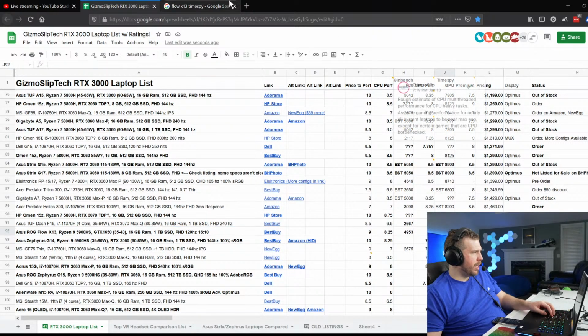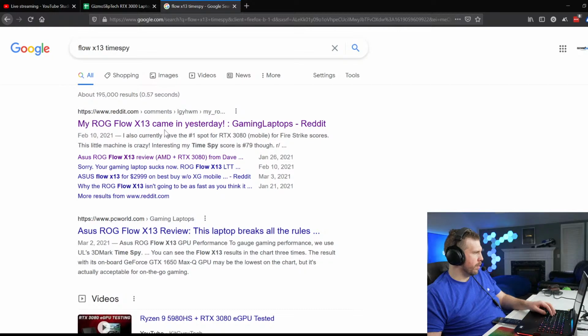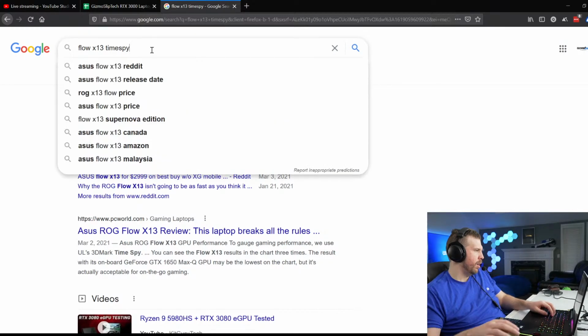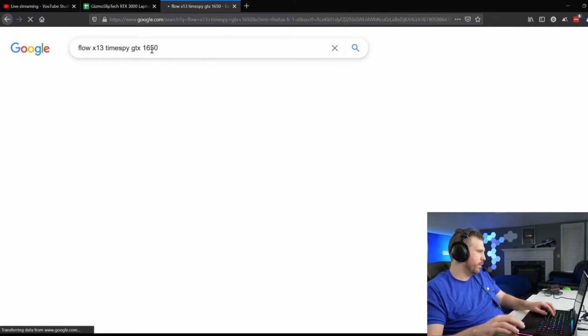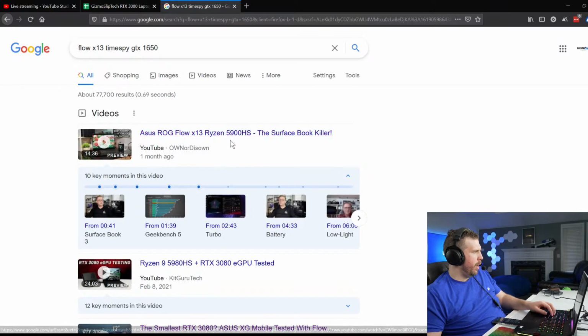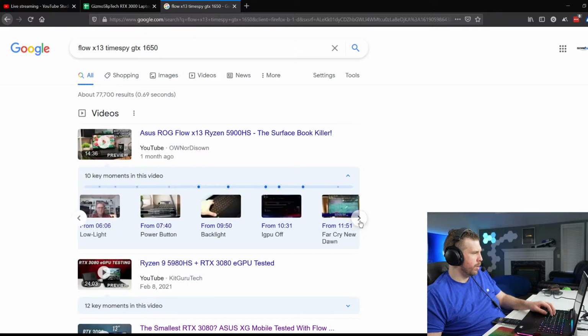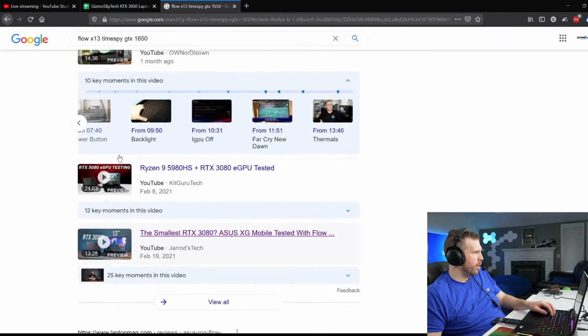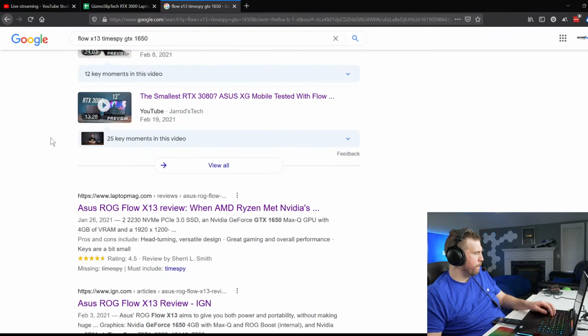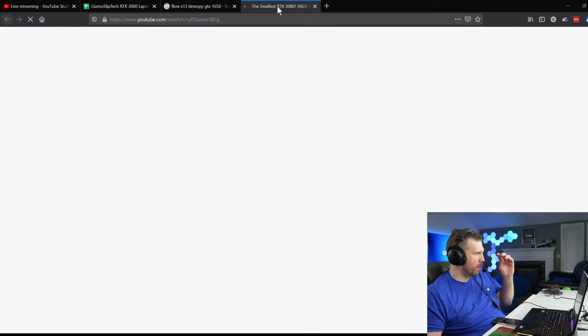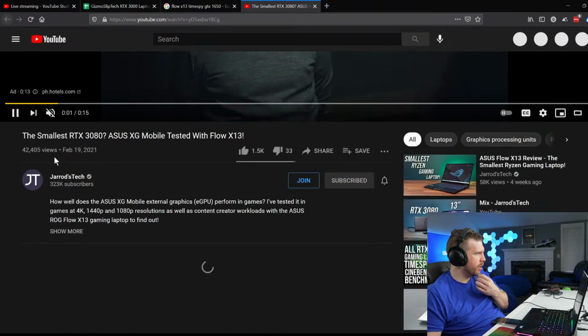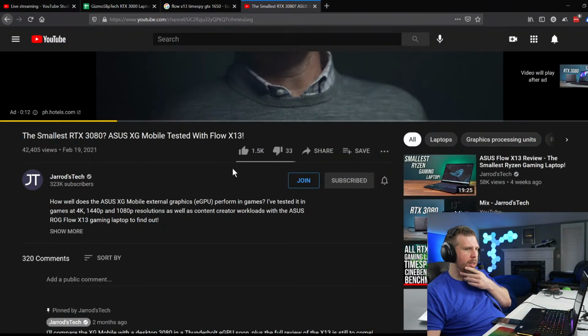Okay, so I'm trying to find the Timespy score for this Flow X13. GTX 1650. Geekbench. Wait, I think, didn't Jared test this with the base? I think Jared tested this with the base.